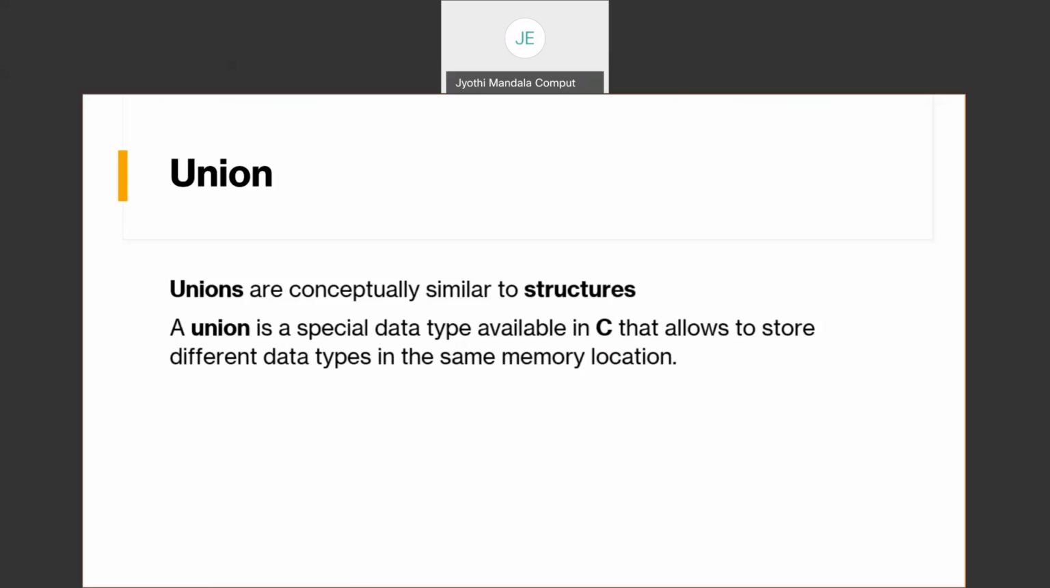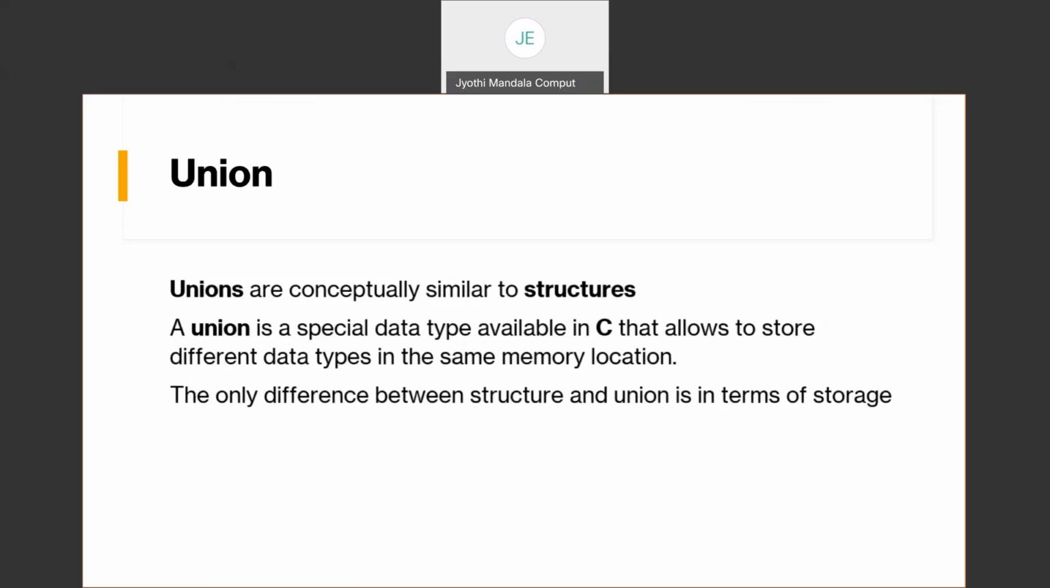Then we have the same concept available with the structure, so why do we need to go to unions? The only difference between structure and union is in terms of storage. Both union and structures allow us to store multiple values of different data types. But the difference between these two is in terms of storage.